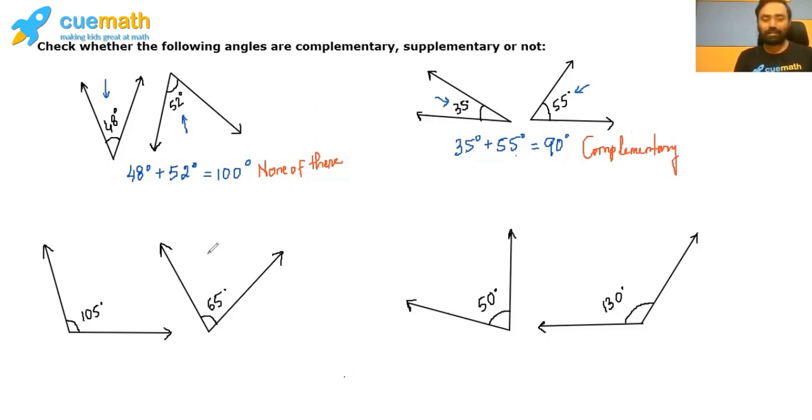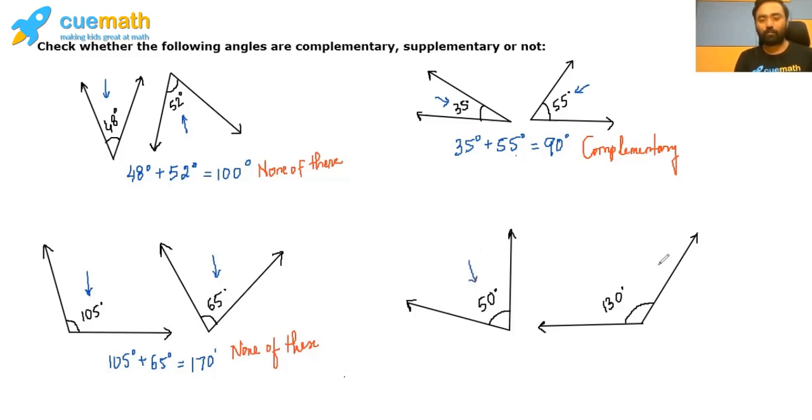Let's now work on the next group where we have 105 degrees and 65 degrees as the two angles. Let's add up these two angles. So 105 degrees plus 65 degrees would give us a sum of 170 degrees. Clearly, this is neither complementary nor supplementary. So none of these.